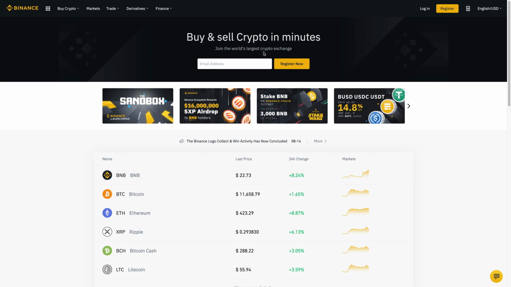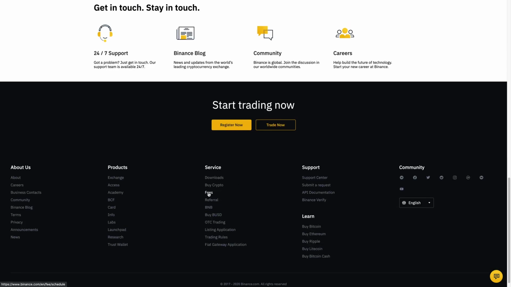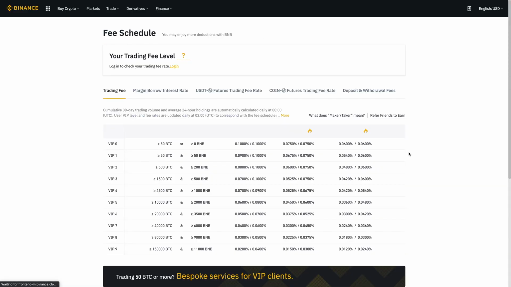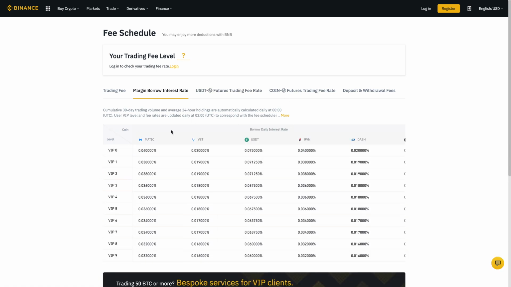So right now I'm on Binance's homepage and I'm going to scroll down over here and click on fees. Once you're on fees, it'll bring you to this page over here. But what you want is margin borrow interest rate. So you'll click on that and it'll give you a table over here.